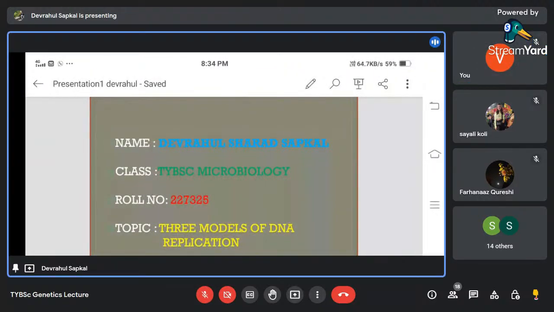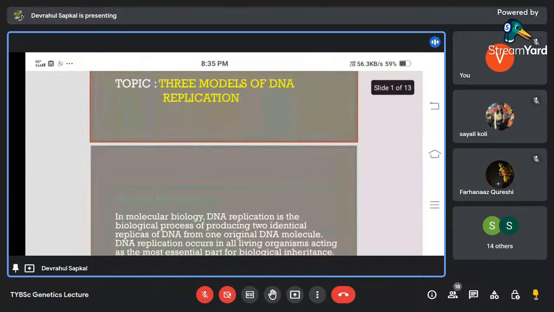Good evening, one and all. Myself, Devrao Sharad Sapkar. My roll number is 227325. And today I'm talking about three models of DNA replication. So first we will see what replication is.